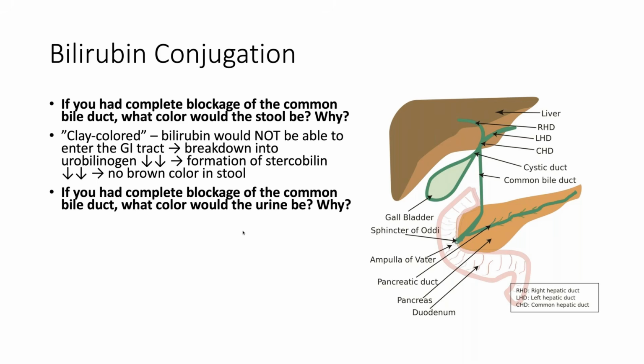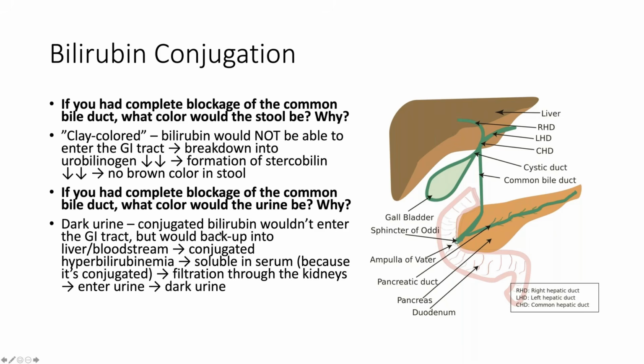So if you had a complete blockage of the CBD, the common bile duct, what color would your urine be and why? It would still be dark red in color, so it means that it's blocked. Is there a way it could find its way into the serum and filter through the kidney? It does. Yes. It would be dark, not honestly red. Remember, because it's bilirubin, not heme. Dark yellow. Yeah, just like normal color, just really dark.